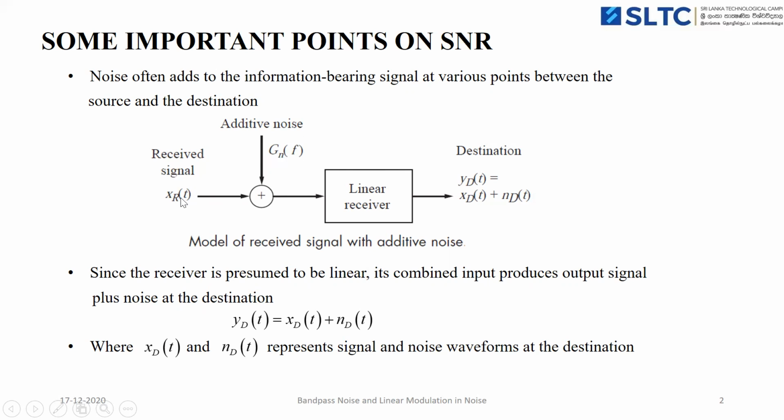So the received signal xR of t is added with the additive noise. Then the combined signal is given to the linear receiver. The linear receiver may be a low pass filter. Then after filtering by the linear receiver, we get the output signal which is denoted by yd of t at the destination. So yd of t is the received signal at the destination, which is the combination of xd of t and nd of t, where xd of t is the signal component at the destination and nd of t is the noise component at the destination.